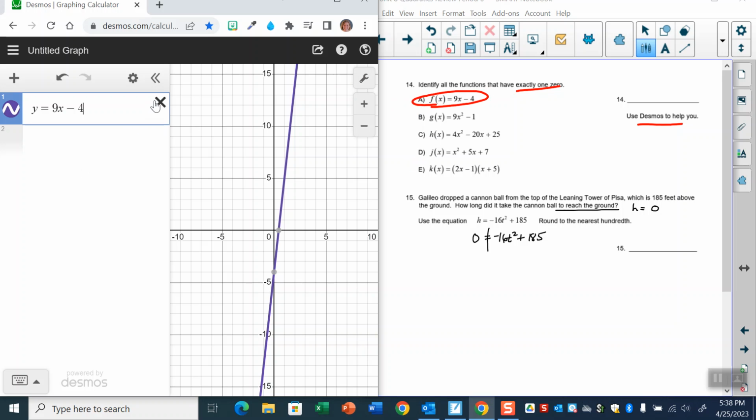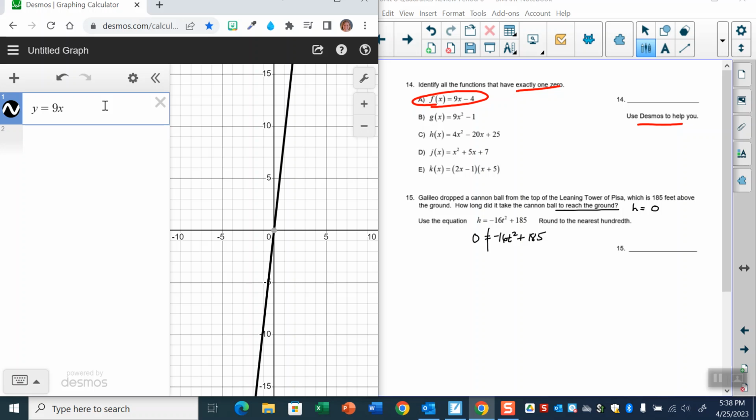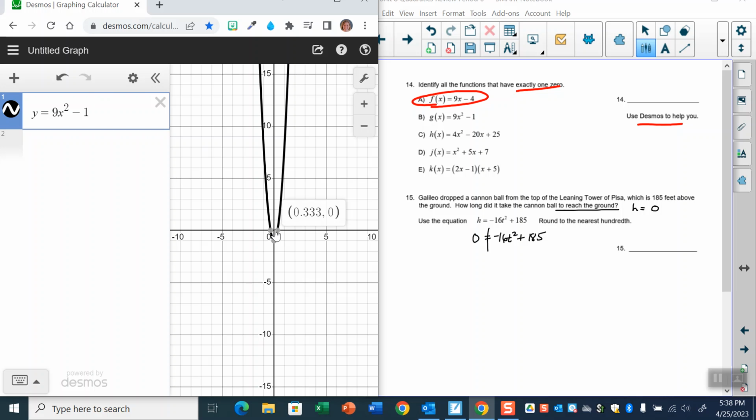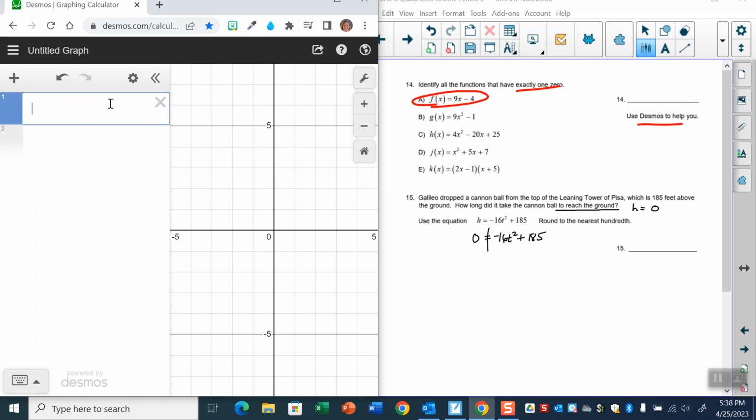B is going to be y equals 9x squared minus 1. All right, and so it crosses, there's 1, 0, and here's the other 0. Right, here are my zeros, and so there are 2 solutions there. And then this one is quadratic as well.